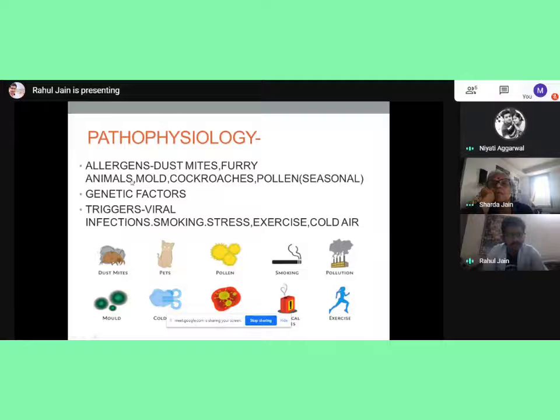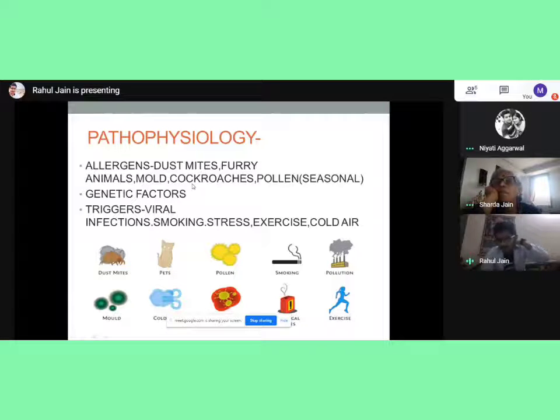And so basically it is because of allergies. Any kind of allergies are possible: dust mites, even dog fur, cat fur, pollen, smoke, mold, cold, and all these things. What is important to understand here is that even cold air and even exercise can trigger asthma. And then there are genetic factors. So family history is very relevant.